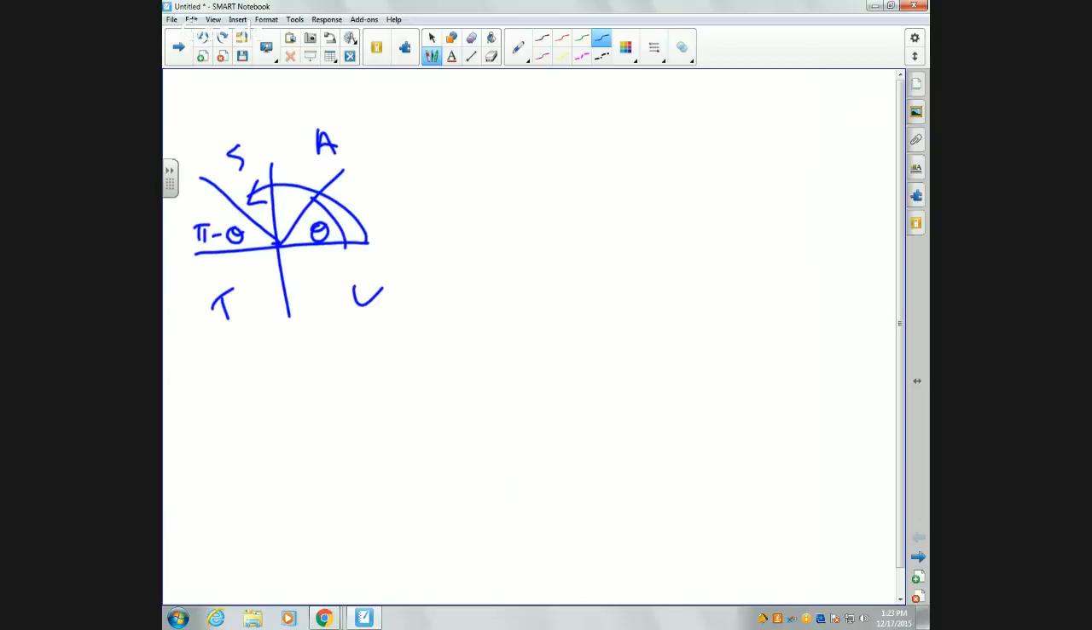Question 3 was to use the compound angle formulas. You just had to plug in the values there. I think most people did okay there. Does anybody want to see that? I was going to say A was pretty straightforward for most of you. So let's have a look at 3B.